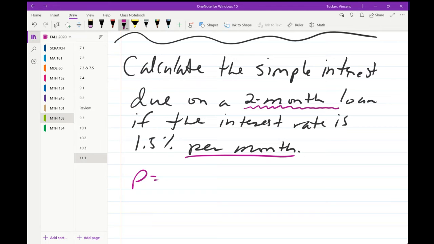So P, did I not put the, oh, I left off loan of $500. Sorry about that. Let's see if I can squeeze it in here. All right, so calculate simple interest on a 2-month loan of $500 if the interest rate is 1.5%. Yep, left off the 500. Sorry about that.